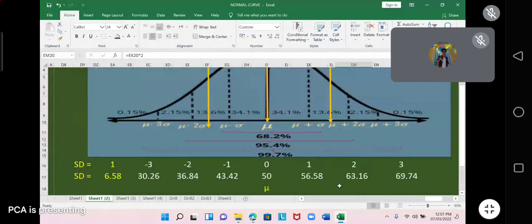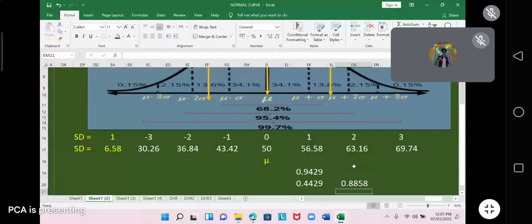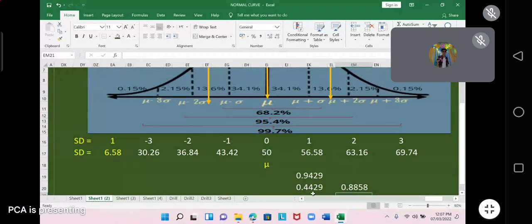What is the probability that the group of people there will have the z-score negative 1.58 up to 1.58? The answer is 88.58% or 0.8858. Again, 0.8858 is equivalent to 88.58%. Did you get that? Okay, if that is another question for that.